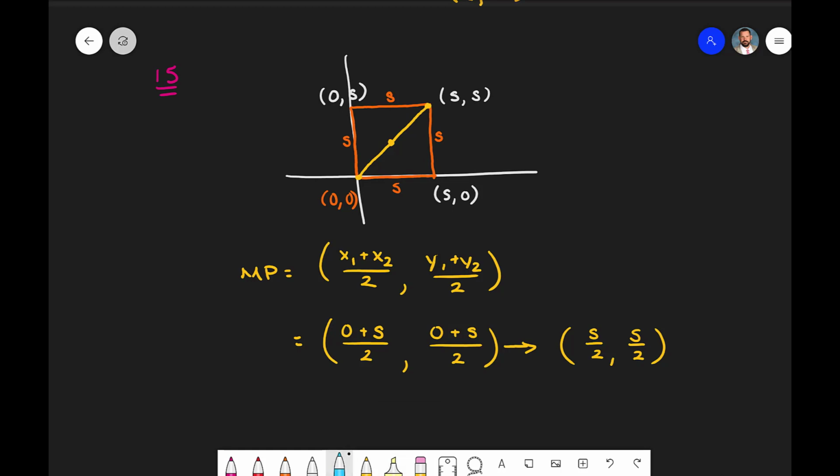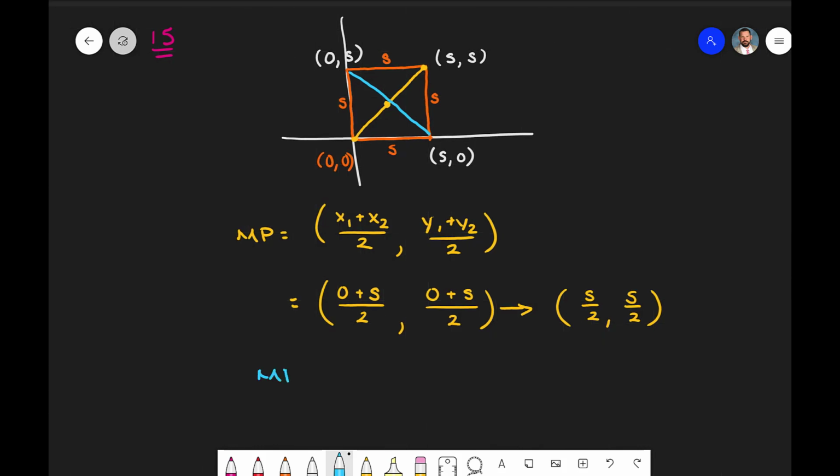Now let's look at the midpoint of the diagonal that goes from the upper left corner down to the bottom right-hand corner. The midpoint is the sum of the x values, so again it's 0 plus s over 2, and then the y values are s plus 0 over 2. That simplifies to s over 2, s over 2. So we notice that both diagonals have the exact same midpoint.